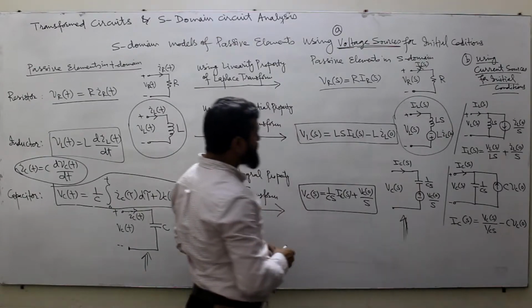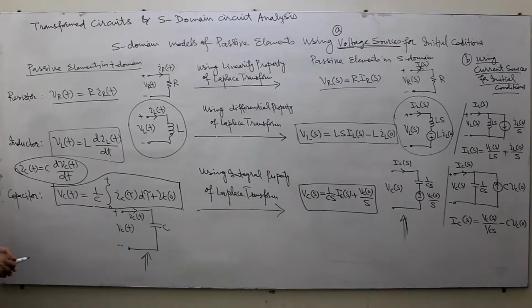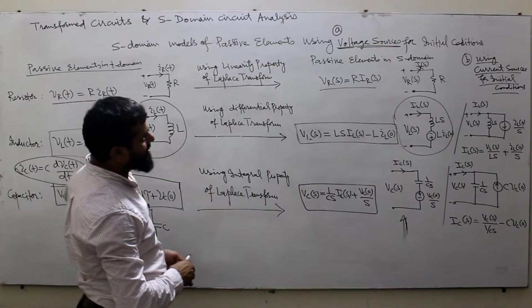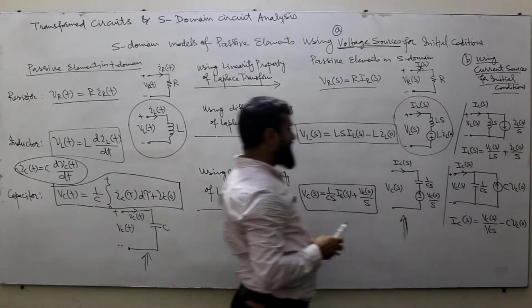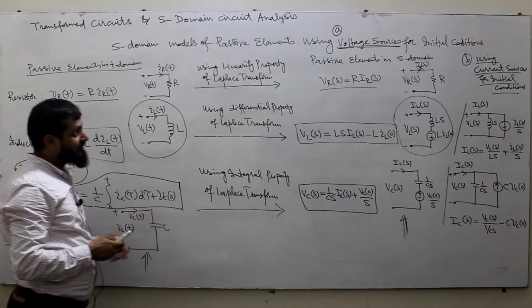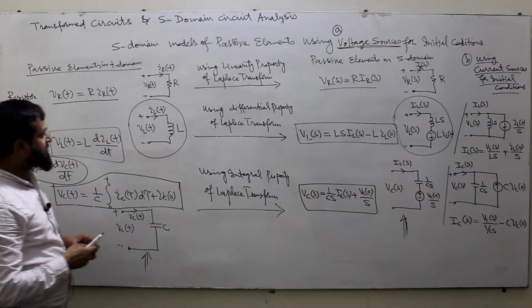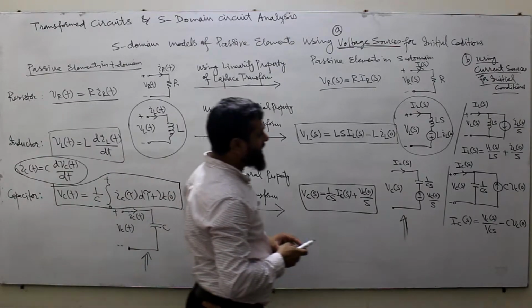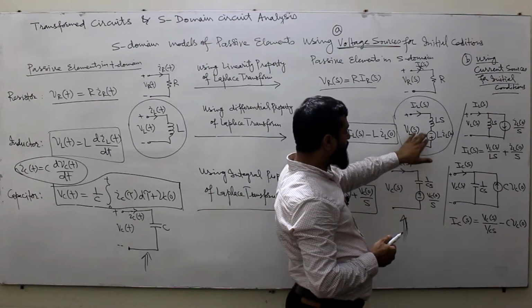So we have used the voltage source as the initial condition. Now we can also change it in such a way that we use current sources in place of the voltage sources for the initial conditions. There are two ways to see it. One is this way, that you can simply use the source transformation from here.